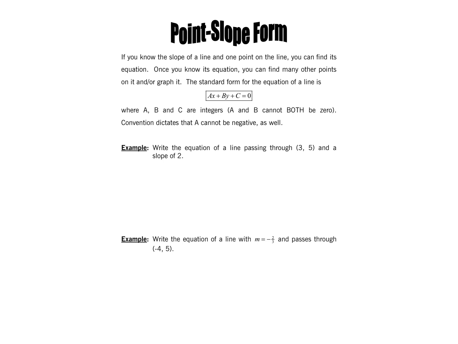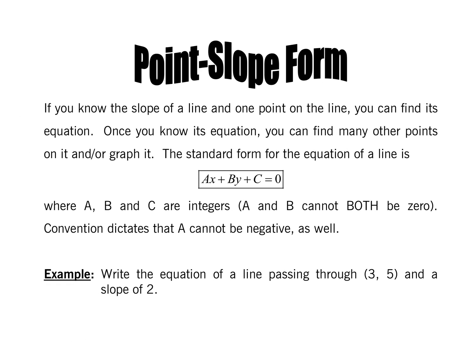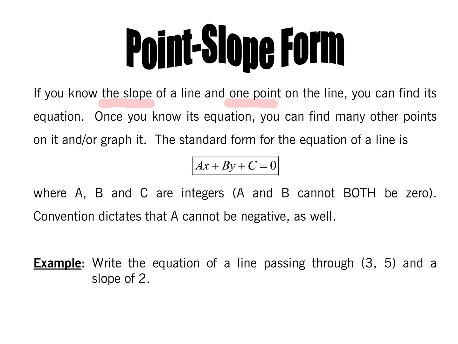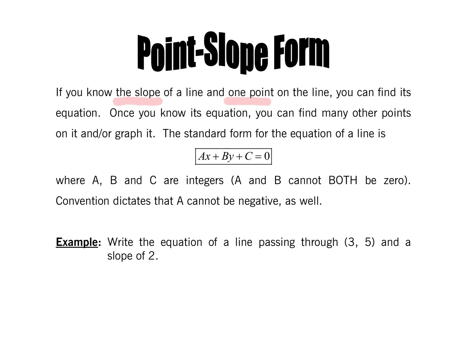This lesson is all about how to find the equation of a line. The title of this lesson is Point-Slope Form. And the gist of it is this. If you know the slope and one point on any line, then you can find the equation of the line. Why would you want to find the equation of the line? Well, once you know the equation, you can find many other points on it, or you could also graph it.